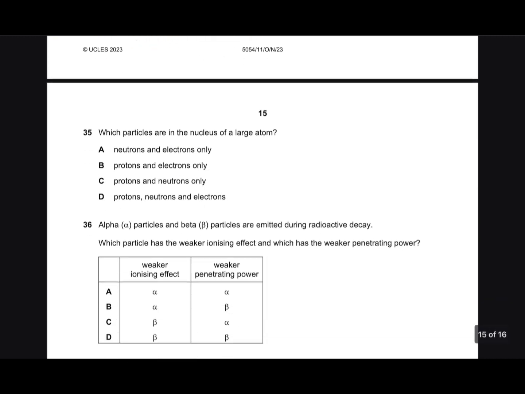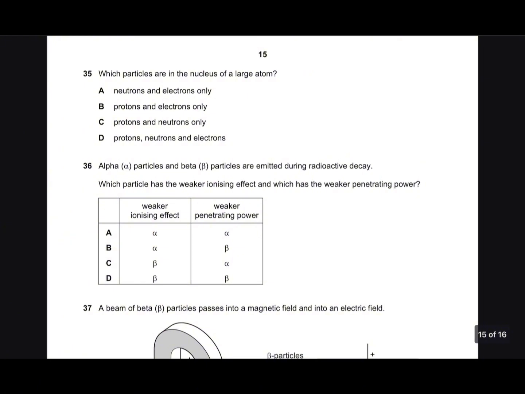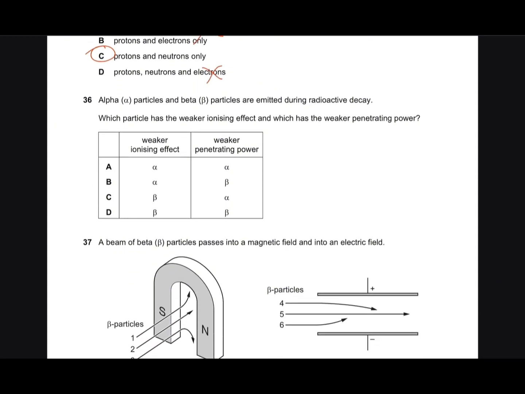35. Which particles are in the nucleus of a large atom? Any atom, be it large or small, will have protons and neutrons. So protons and neutrons is the correct answer. We don't need to look at the others, as they are wrong.